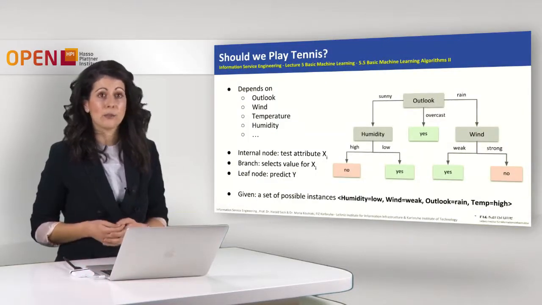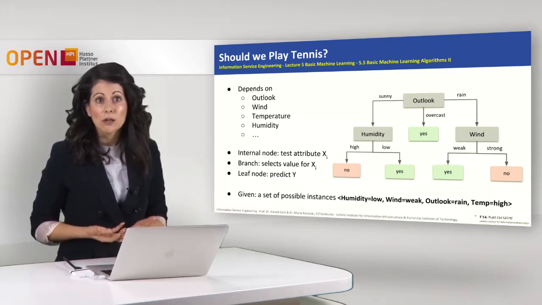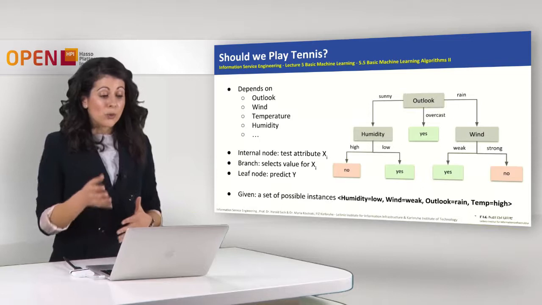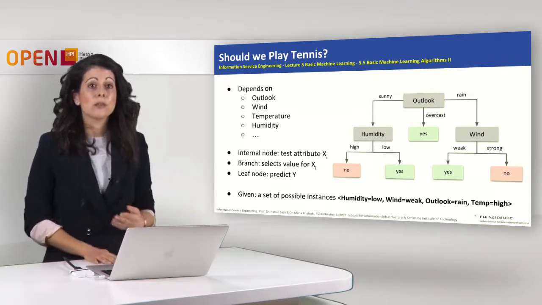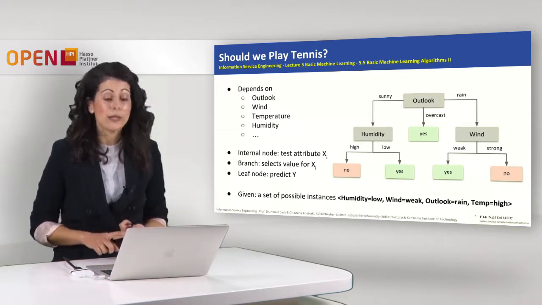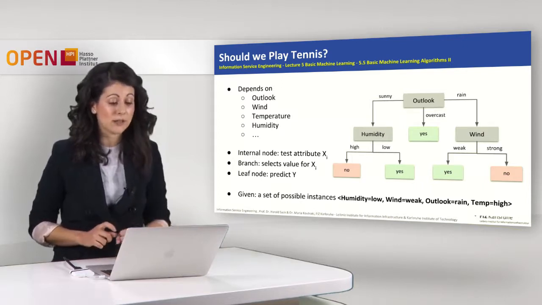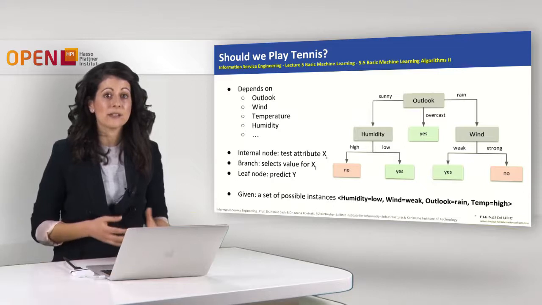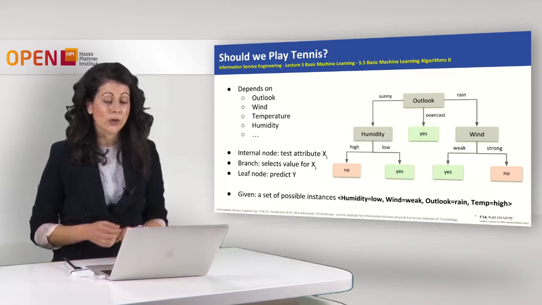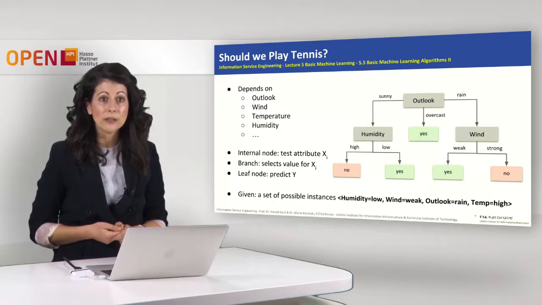Let's consider another example. We want to answer the following question. Should we play tennis today? Let's see how decision trees will help us decide. In order to make this decision, we depend on some facts or attributes. The attributes are the outlook, the wind, the temperature, and the humidity. You see here in this tree, which is created from a given set of possible instances, the internal nodes, which are the test attributes: the outlook, the humidity, and the wind.